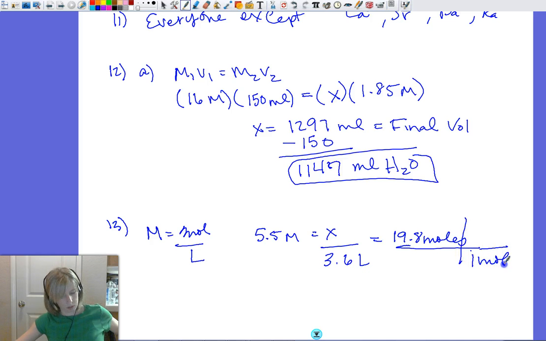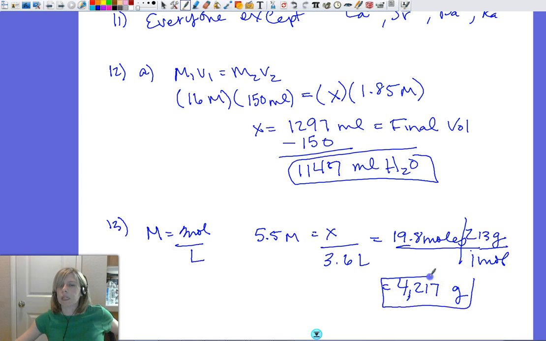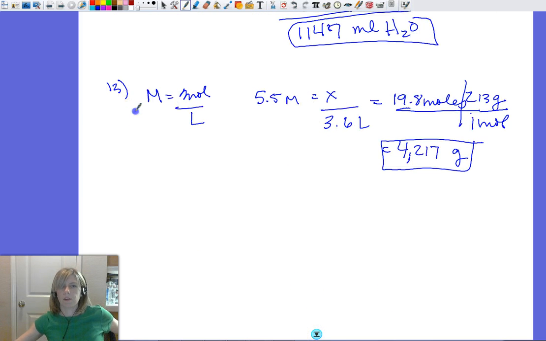1 mole is 213 grams. So you solve using the molar mass, and that gives us 4,217 grams we would need to use. And that's for A. And I'll do B since it's directly related to that.